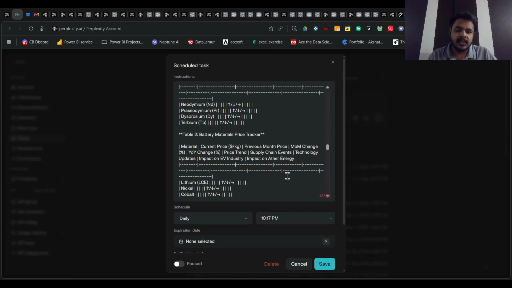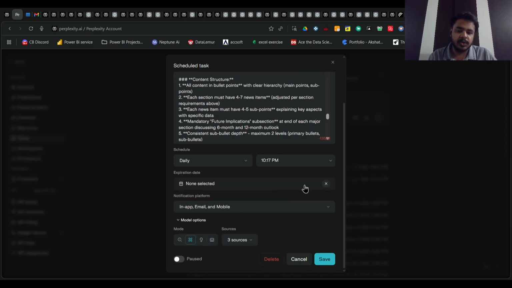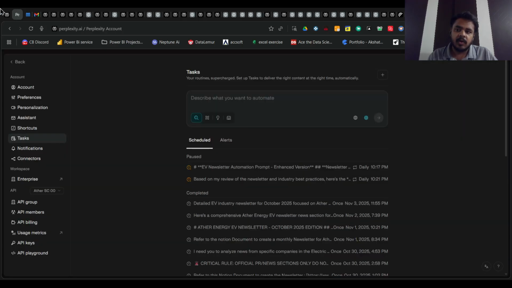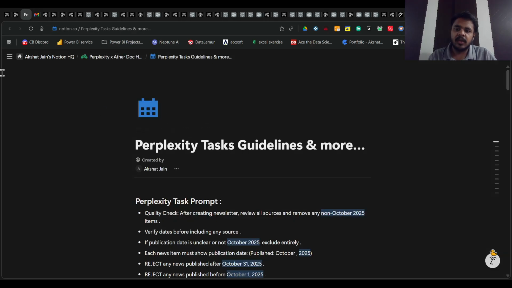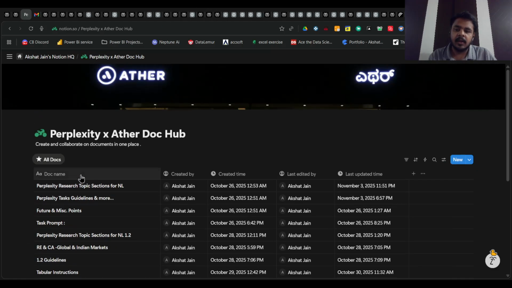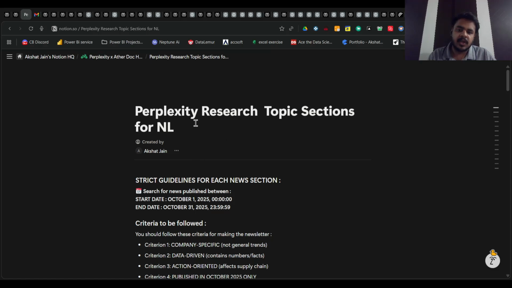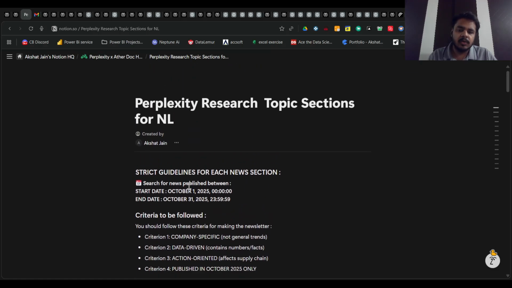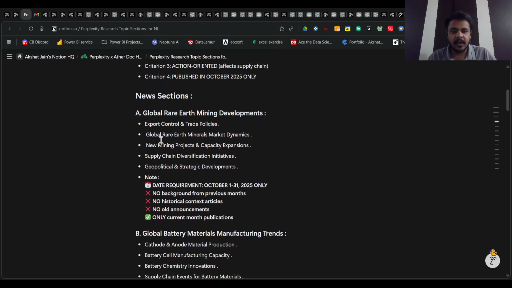So let's see. For this project, I used a Notion database mentioning how we want the newsletter to be made, right? This is the doc hub that I have created. In this doc hub, I have made two documents, two pages basically. First is the research topic sections for the newsletter, and second is the guidelines. First of all, let's see the news section, right? So this is the news section. Basically it contains all the news sections that we want, and inside those news sections, what are the topics that we want to have in a newsletter, okay?